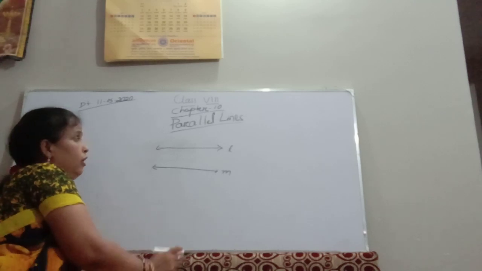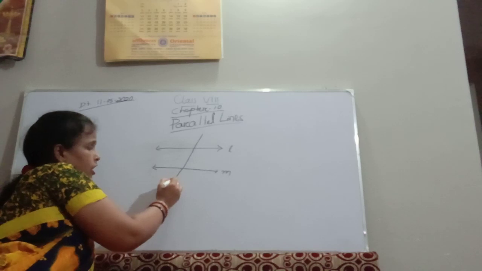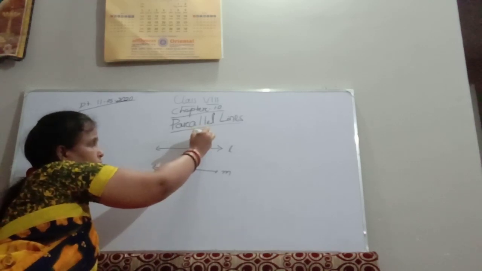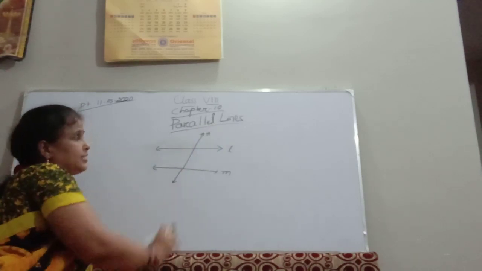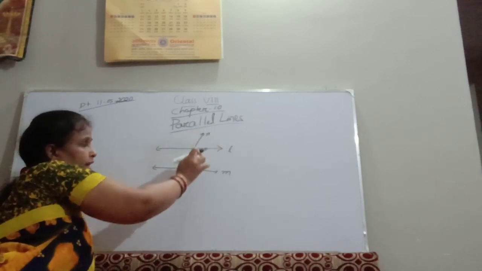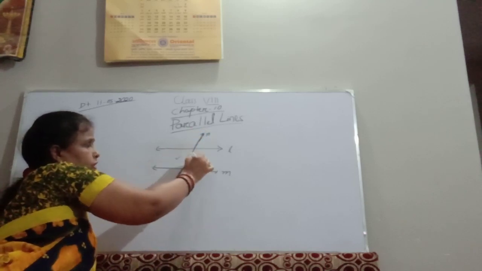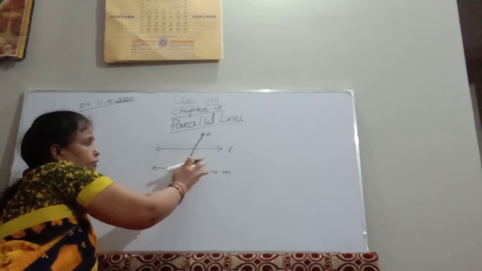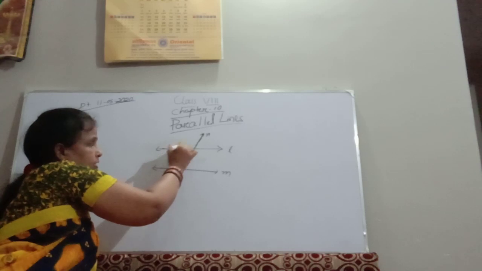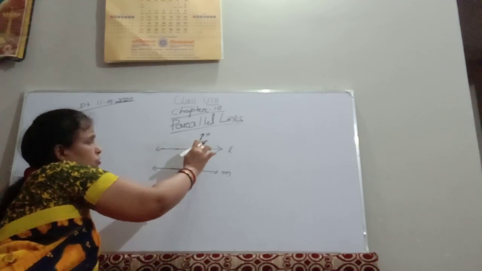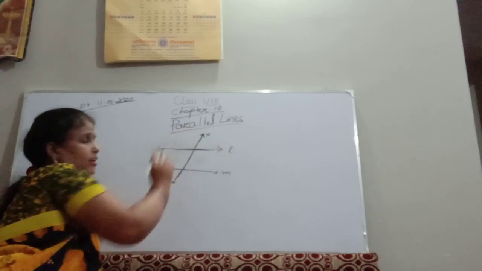How will you know? If we draw one line, a transversal, one line which cuts these two lines. Suppose this is the line N. This line N will cut these two lines L and M in this way. This is one part, this is another part. Whenever this line cuts these two lines separately, it is known as a transversal line.